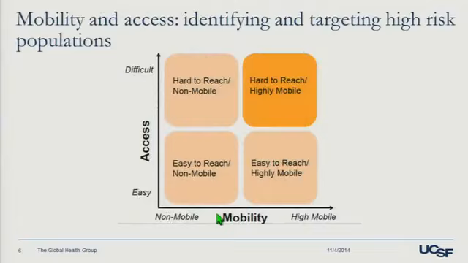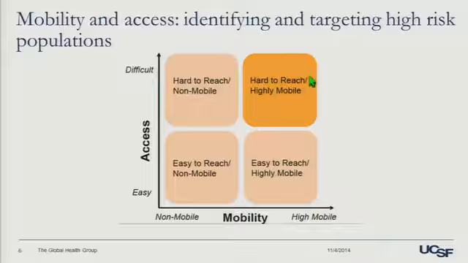So we have groups that can be classified based upon the amount of travel that they do, the amount of movement they do within countries and between countries, and how mobile they are. And additionally, how accessible they are. So how accessible they are to surveillance systems, to programs, and then how well they can access, in turn, the surveillance system, such as the passive surveillance system.